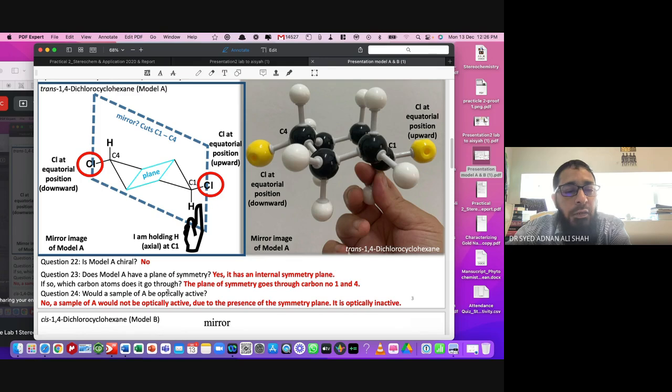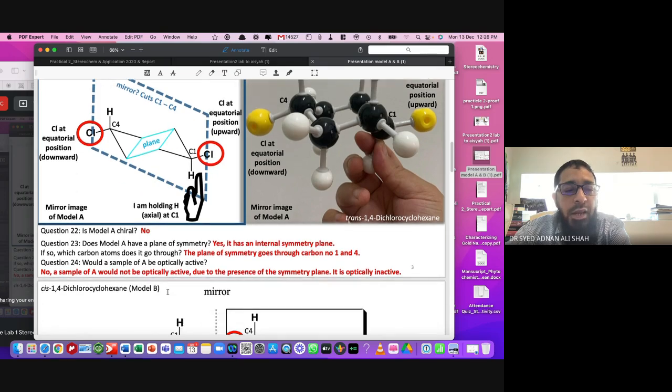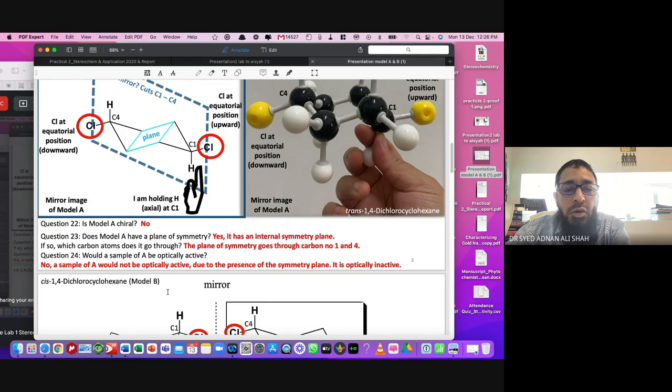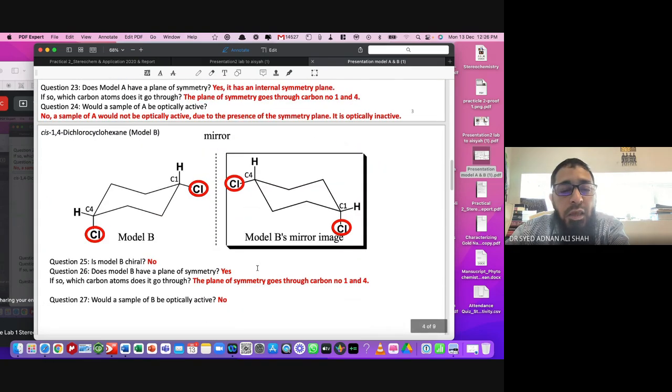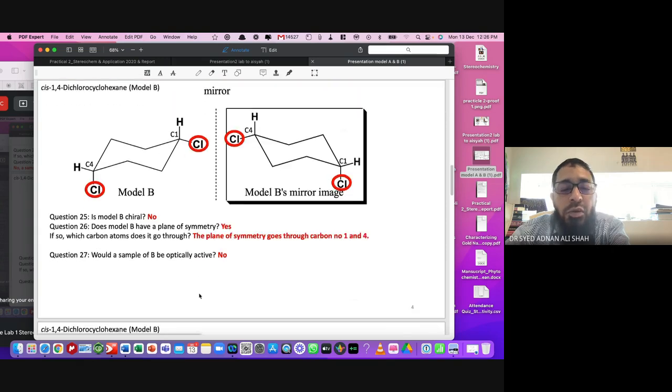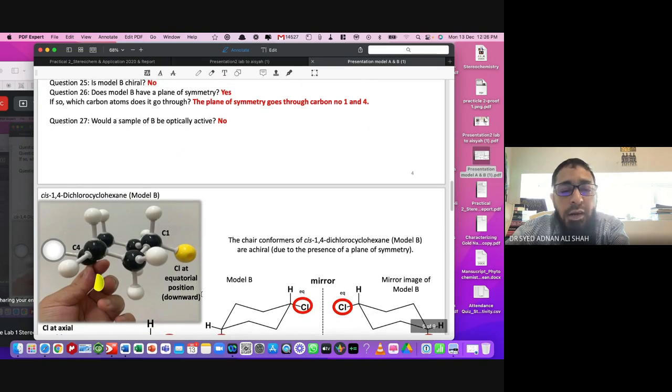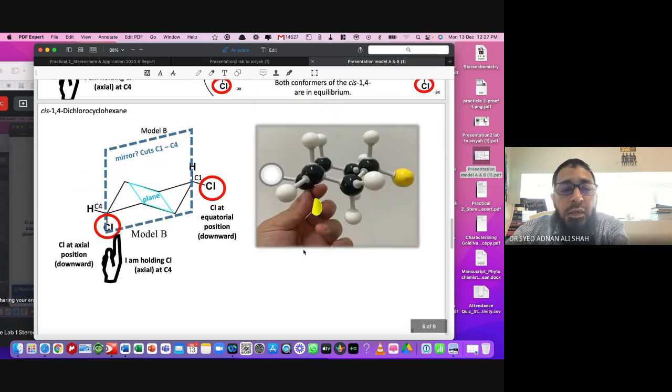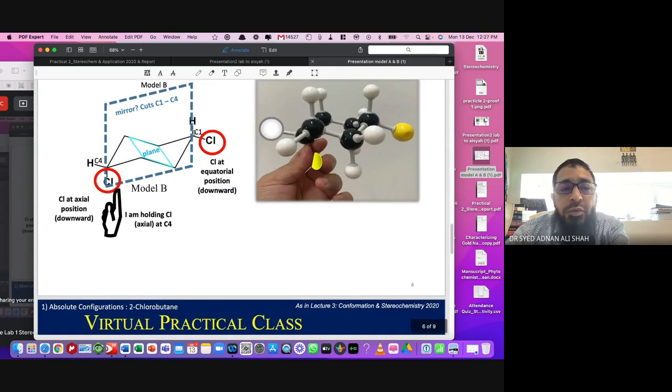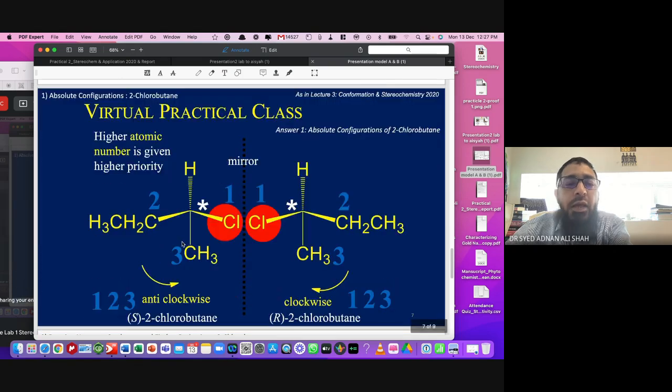Is molecule A chiral? No, molecule A is not chiral because it has a plane of symmetry, right? So it cannot rotate the plane of polarized light. The same, molecule B also is not chiral because it has a plane of symmetry, and then it cannot rotate the plane of polarized light, right? So we have seen these examples of how these molecules have a plane of symmetry. You can put the plane and it is just a symmetrical molecule on both sides, right?